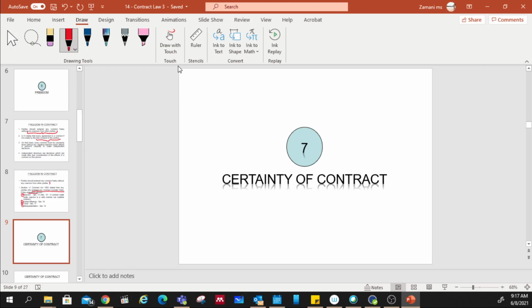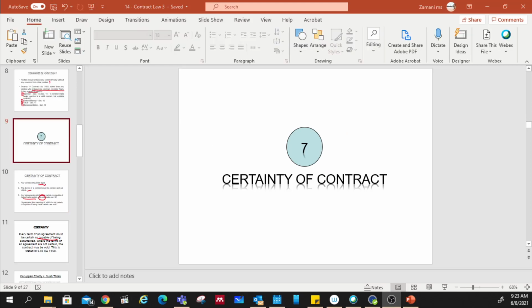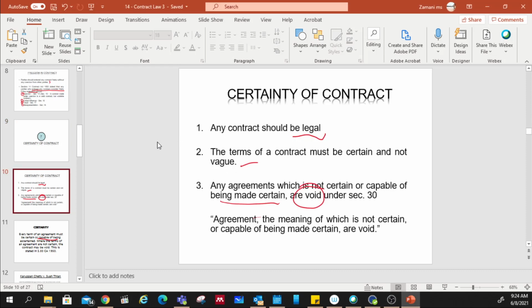Okay, the next one is the certainty of the contract. If you have a contract, you must have a certain timeline. It means that there must be a date here and there. It cannot be a vague contract, so it must be certain. Let's look at the elements for this one. Any contract should be legal. The terms of the contract must be certain and not vague.